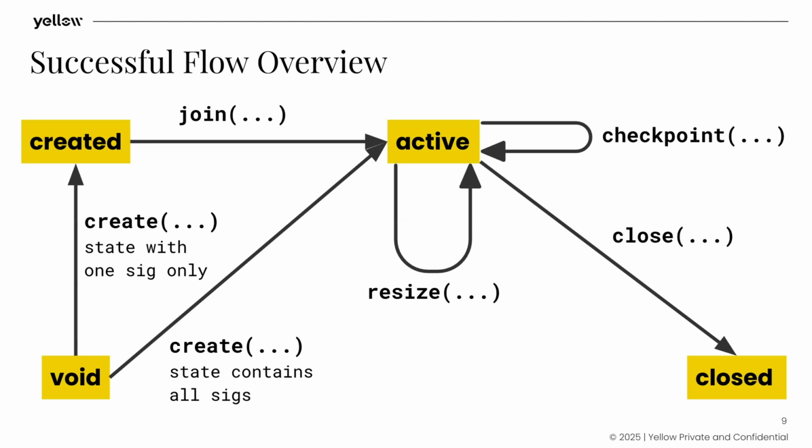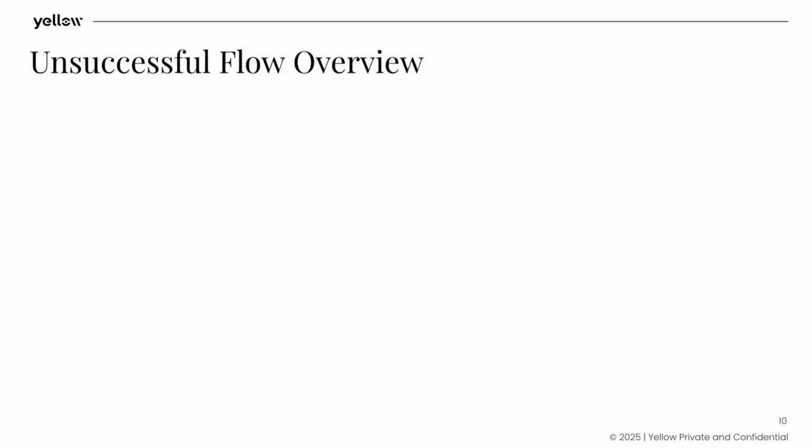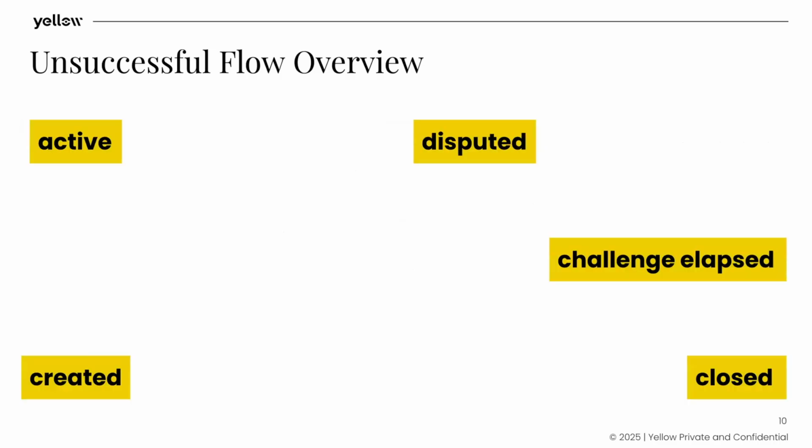Now let's see what the possible unhappy paths in a channel lifecycle are. Unhappy paths include new channel lifecycle statuses: disputed is when a channel has undergone a challenge, and challenge elapsed is when a channel was automatically finalized with a challenge state, but the funds are still locked. And the transition rules are the following.